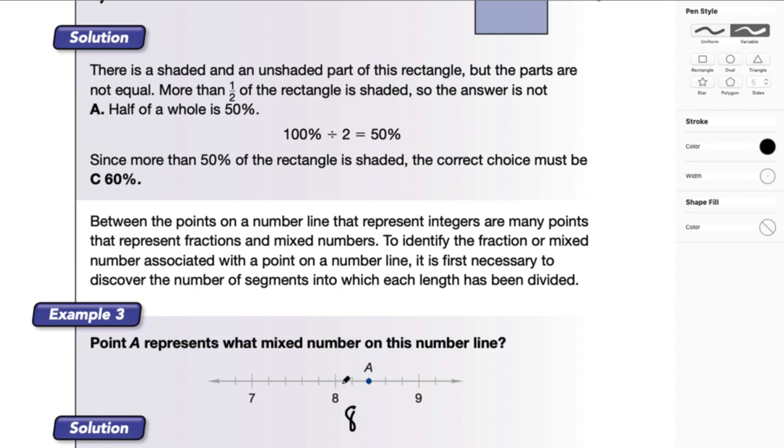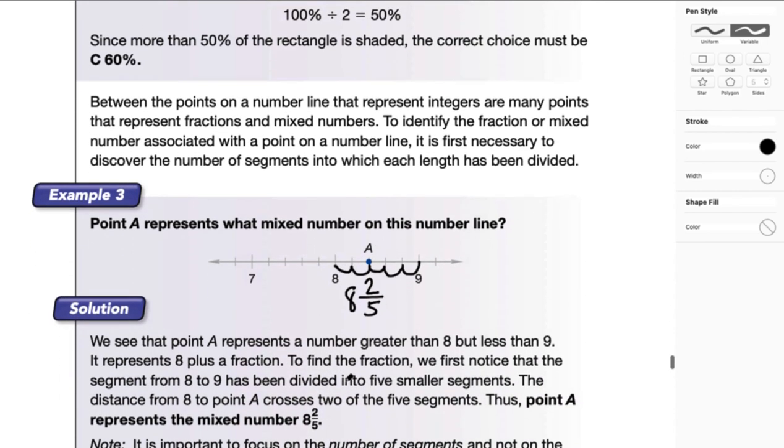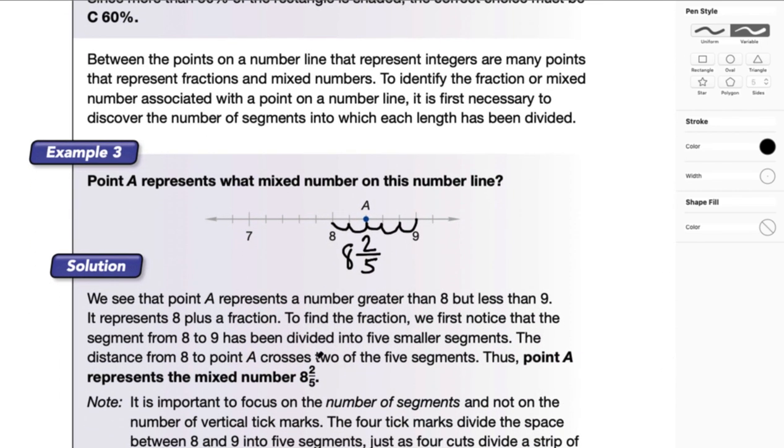8 and what though? I look at the number of spaces from 8 to 9. 1, 2, 3, 4, 5. I see that each whole is broken down into 5 equivalent parts. And so I can see that A is placed 2 of those spaces past 8. So that would be 8 and 2/5 would be the mixed number that is represented by point A.